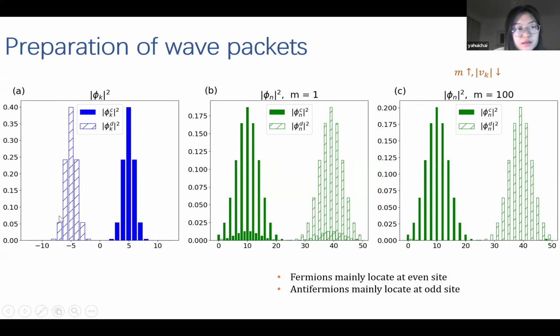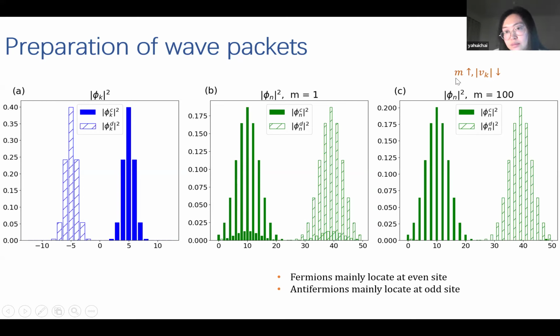We define a wave packet in the momentum space for antifermion and for fermion. Then we do the Fourier transformation to position space. And we can see for the fermion, it has a higher probability on the even sites. But for odd sites, the probability is much smaller because of the factor Vk. And for the antifermion, it's mostly located on the odd sites.